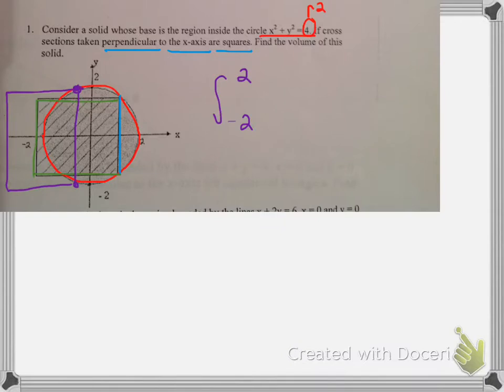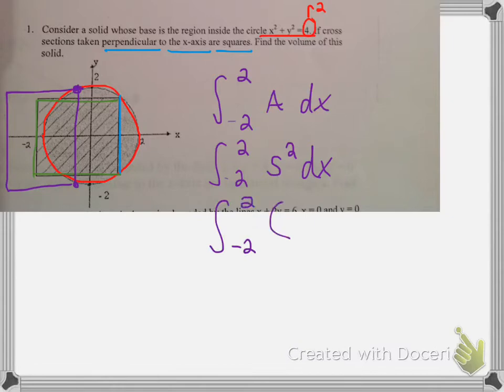We just need to do -2 to 2 of the area of the cross section, and then you'll have your answer. So the area of the cross section would be whatever, in this case, the distance of the length of the side is squared, because it's a square. So I'm just going to do length times width, which they're the same, so it's side squared. So here I just need to figure out what the length of the side is and then square it.